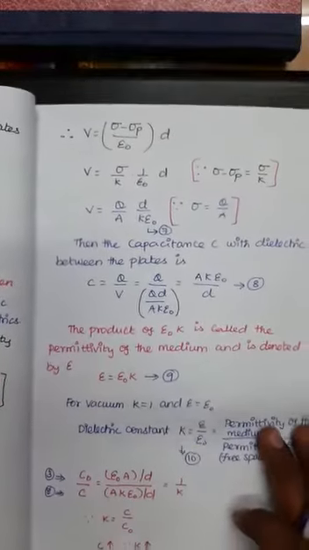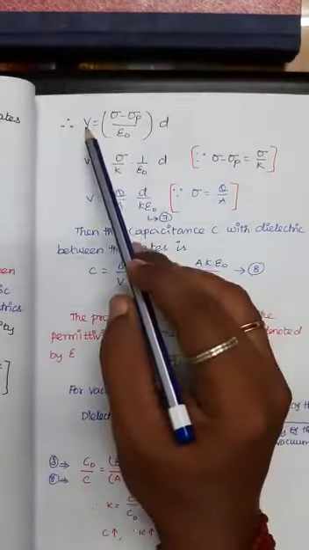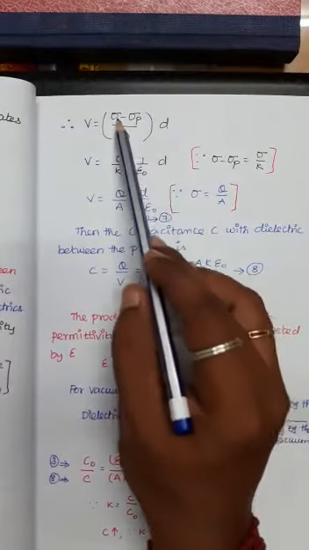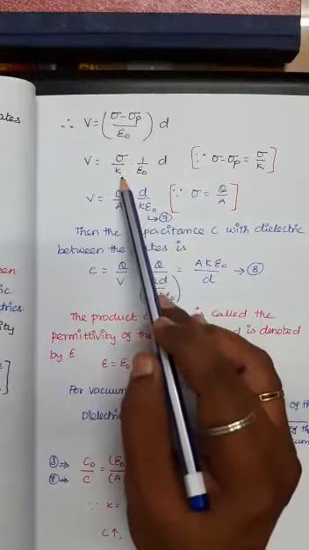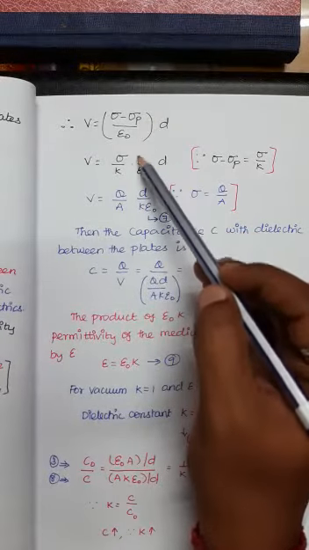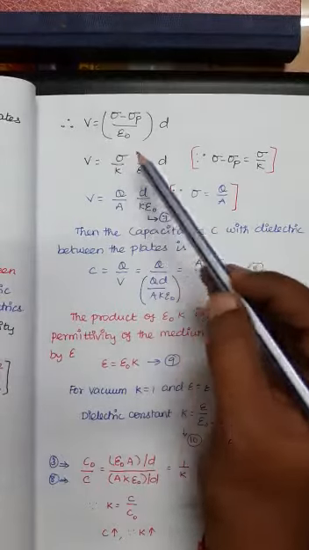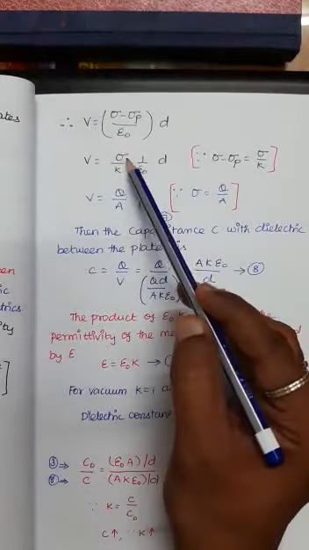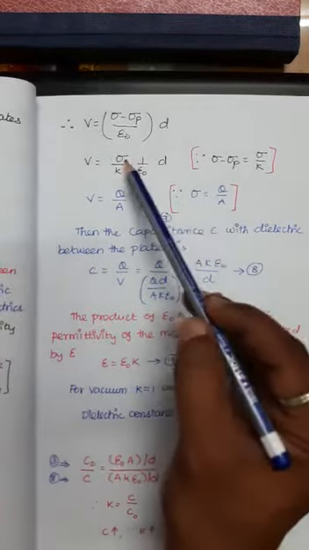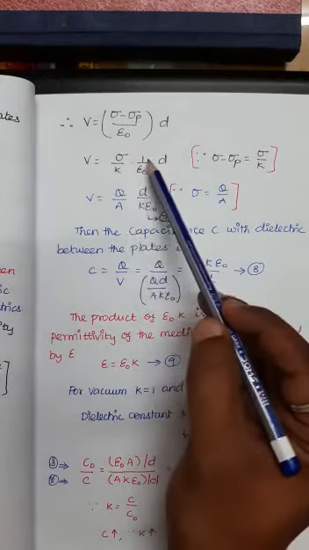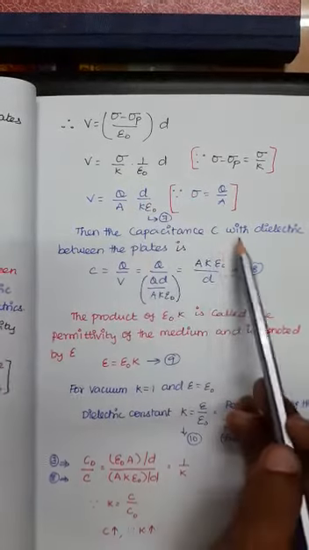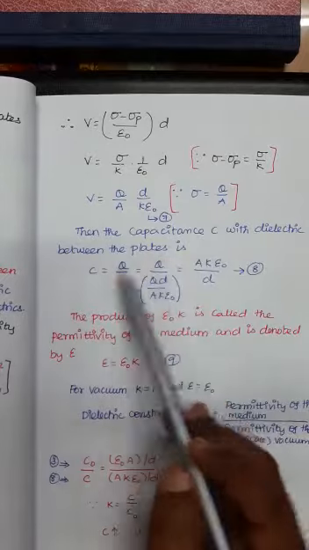Now we are going to calculate the potential difference between the plates. V is equal to sigma minus sigma p divided by epsilon naught, into D. As sigma minus sigma p can be written as sigma by k from the last equation, number 6, we have 1 by epsilon naught D, and sigma we can write as q by A from the definition. So instead of sigma, I can write q by A into 1 by k epsilon naught, and here we have D.